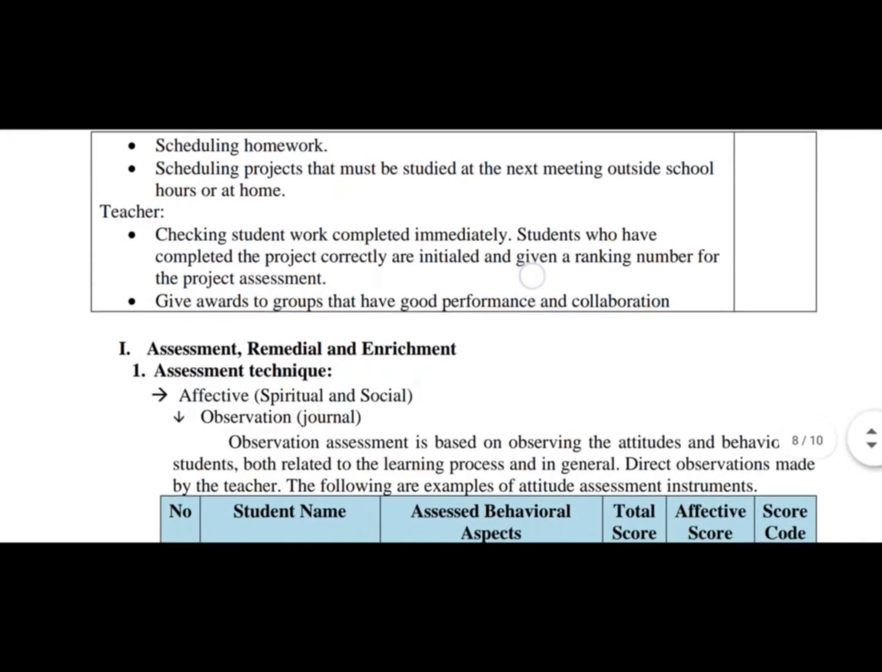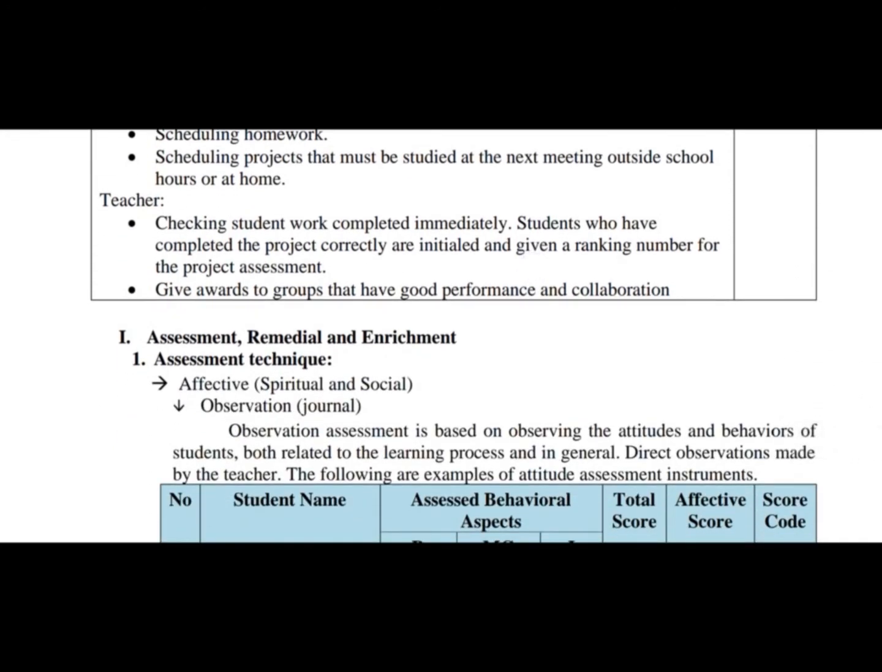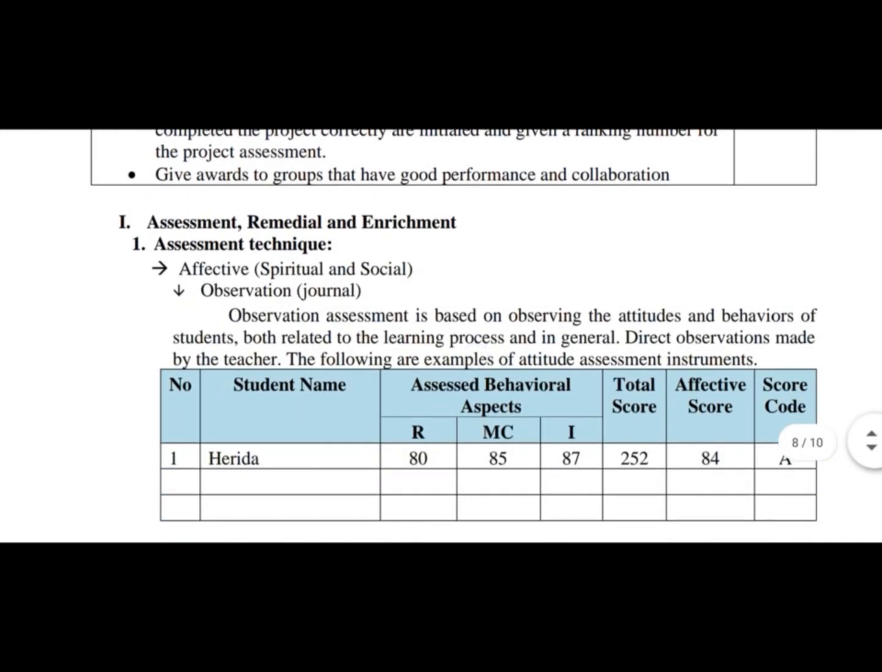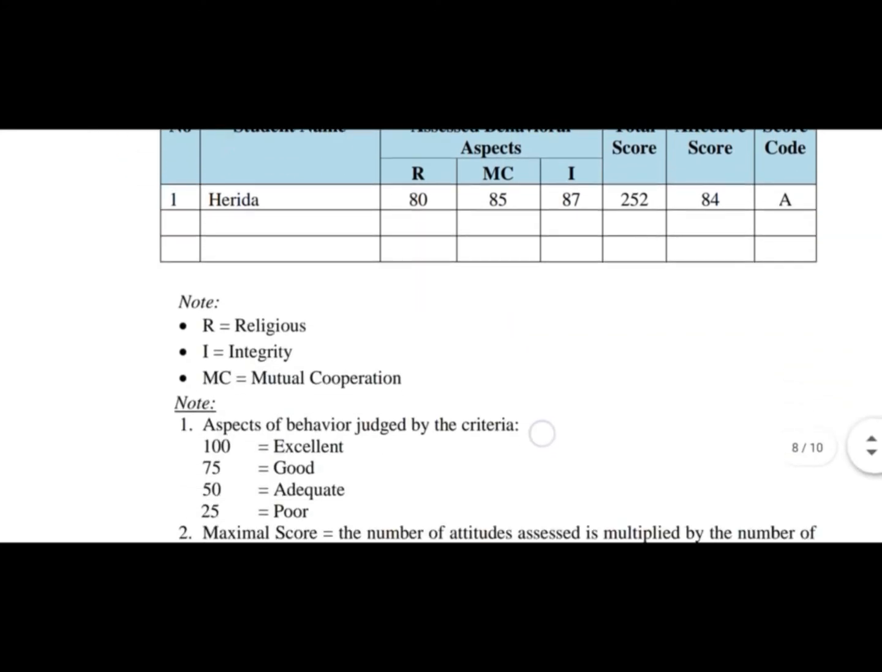Assessment, remedial and enrichment. Assessment technique for affective, spiritual and social: observation and journal. Observation assessment is based on observing the attitudes and behaviors of students, both related to the learning process and in general. Direct observations are made by the teacher. The following are examples of attitude assessment instruments. Then here is the note.